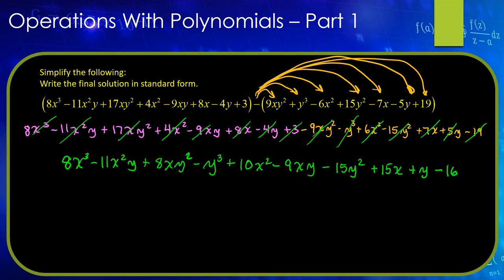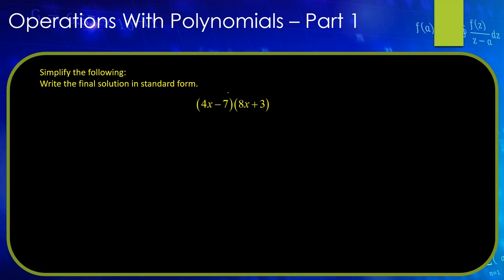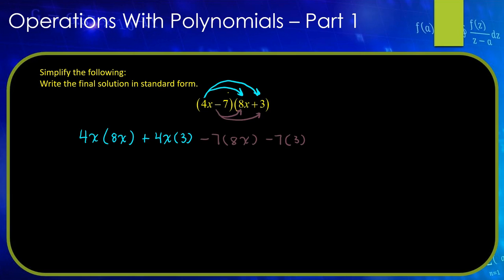Now let's deal with the multiplication of polynomials. So in the first one here, you're going to see multiplication of binomials. When I have two binomials being squared or being multiplied, we do the distributive property, and it's shown in different ways. One way that's oftentimes shown is that I'm going to distribute the 4x to the 8x and the 3, and then I'm going to distribute the minus 7 to the 8x and the 3.